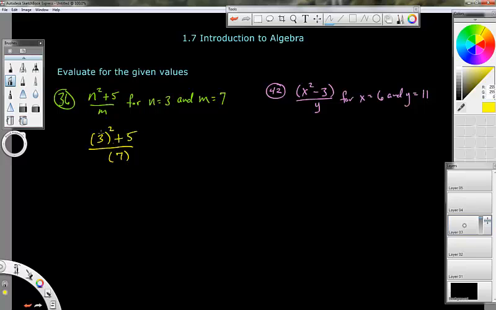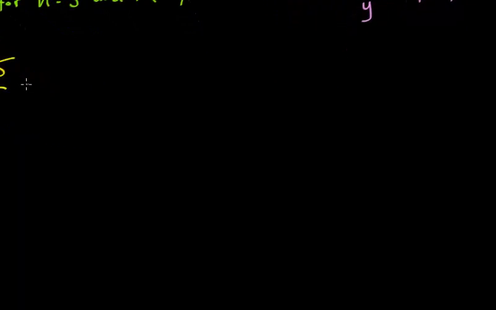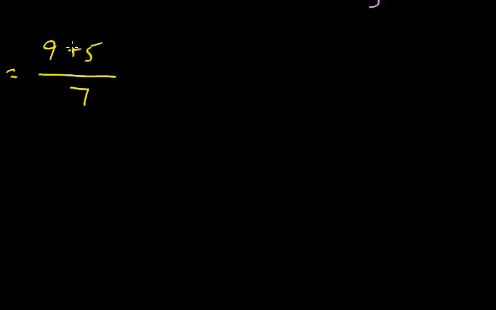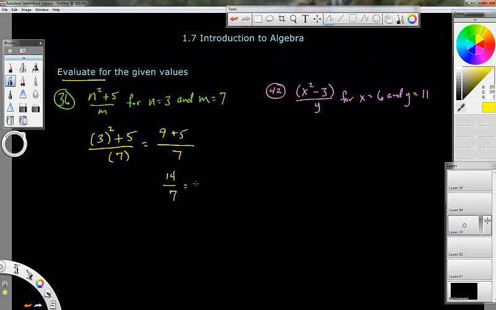And remember, a great habit is, every time you evaluate, every time you see this word, you put these substituted values in parentheses like that. And now we're going to work this out. The bottom is going to stay a 7. The top is going to be 3 squared plus 5. 3 squared is just 3 times 3, which is 9. So that's 9 plus 5, which is 14 over 7, which works out to be 2.